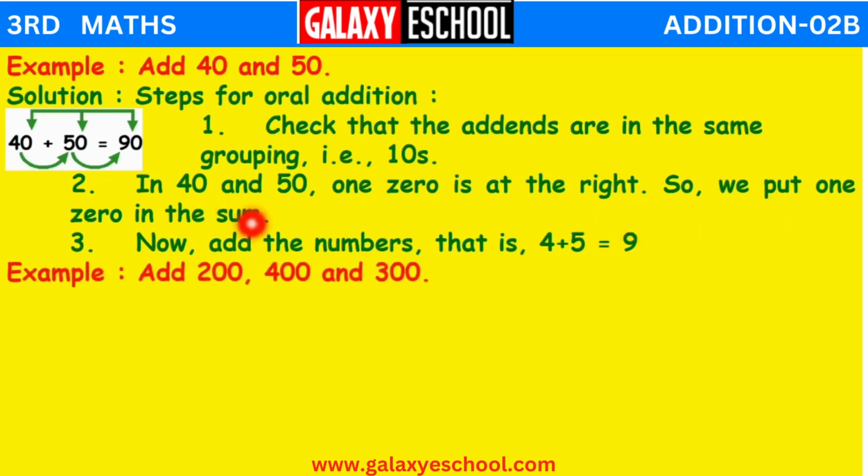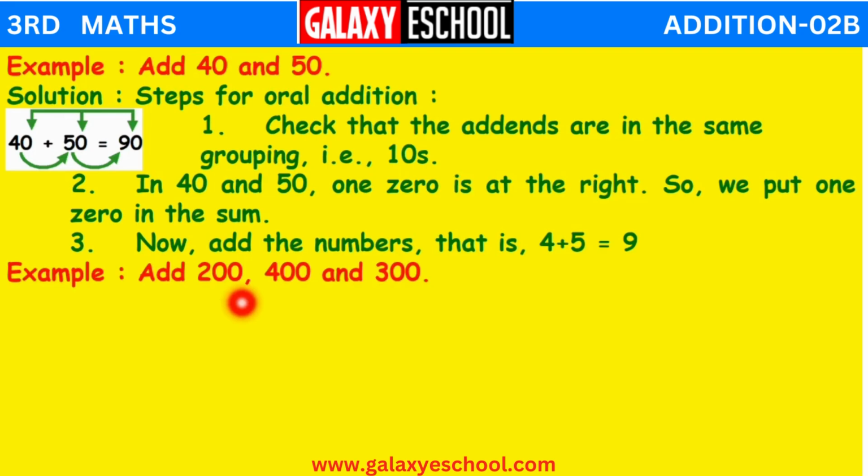See, this can be done orally only. We have 40 and 50. Both the numbers have 0, so the answer will also have 0. 4 plus 5 becomes what? Do you need any paper and pencil to add 4 and 5? No, right? We know that 4 and 5 becomes 9, and after that digit we have 0. So put a 0. The answer will be 90.